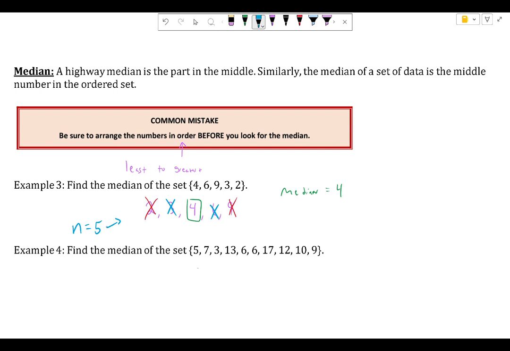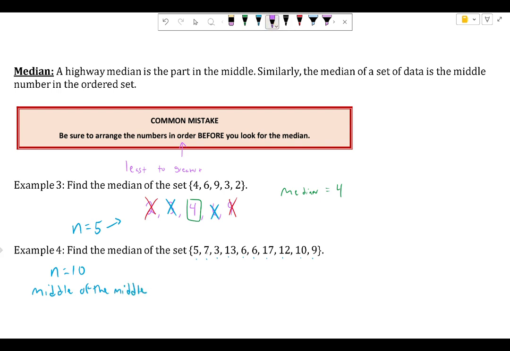What we'll notice, for example 4, where we're asked to find the median of the set, is that we have 1, 2, 3, 4, 5, 6, 7, 8, 9, 10 data values. Since we have 10 data values, we're going to need to find the middle of the middle. And I'll show you what I mean by that.